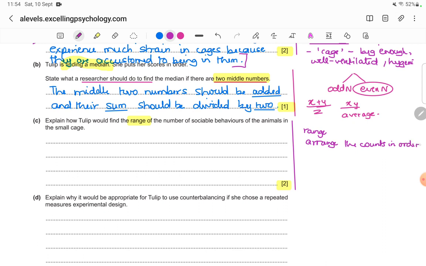Again, like in the previous question, we are being specific about what she'll do. So she'll arrange it in order. Once she arranges it in order, she'll find the highest frequency, or the biggest number, the highest count, we can say. Say there's some animal who's shown 10 sociable behaviors. Say there is another animal who's shown only 2 sociable behaviors, so there'll be a lowest count also. Then she'll subtract the 2, so 10 minus 2 is 8, so she has to subtract these counts from each other. That's it. As simple as that. Let's write the answer.